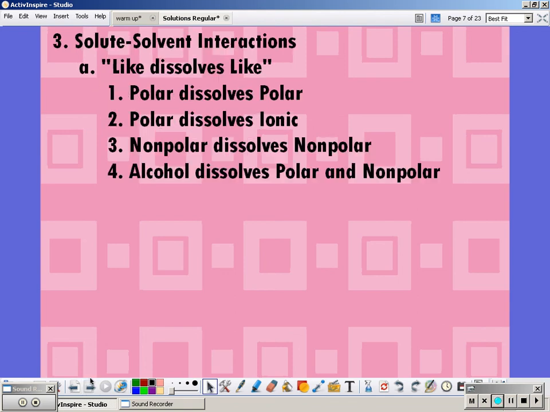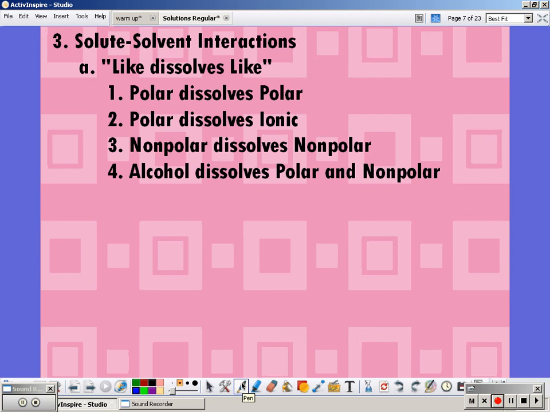How do we know if a solute will dissolve in a given solvent? We use the rule like dissolves like. So polar dissolves polar. Polar also dissolves ionic because they both have positive and negative pieces. Nonpolar dissolves nonpolar, and alcohols actually dissolve both.